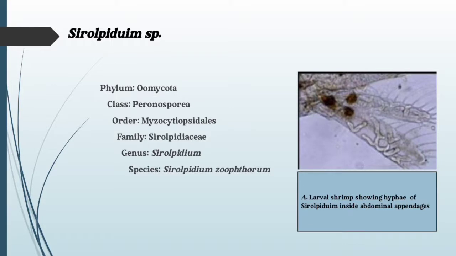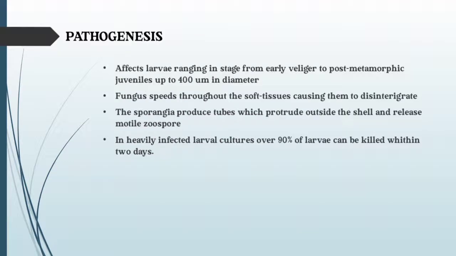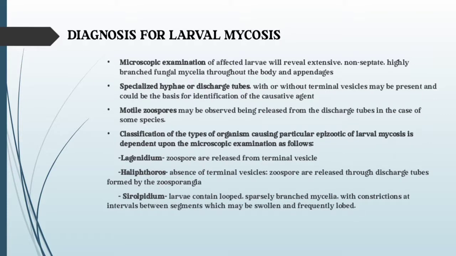Sirolpidium sp. Oral bell shrimp showing hyphae of Sirolpidium inside abdominal appendages. Species Sirolpidium zoophthorum. Haliphthoros affects larvae ranging in stage from early zoea to post-metamorphic juveniles up to 400 microns in diameter. Fungus spreads throughout the soft tissues, causing them to disintegrate. The sporangia produce tubes which protrude outside the shell and release motile zoospores. In heavily infected larval cultures, over 90% of larvae can be killed within 2 days.